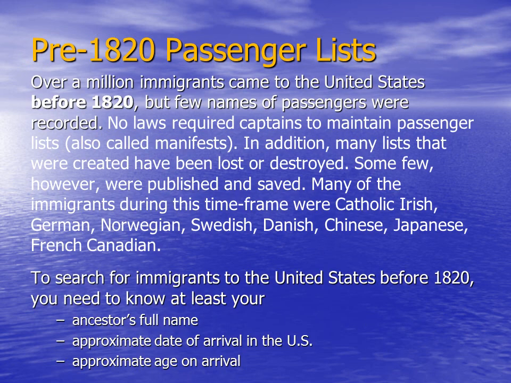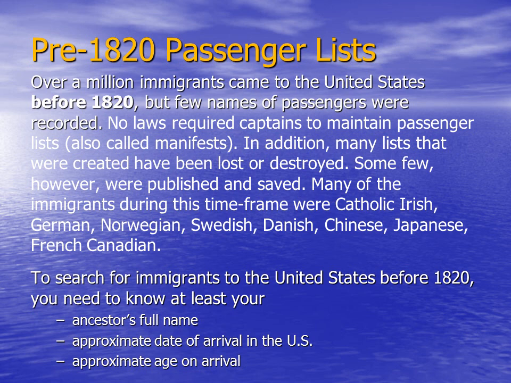Over 1 million immigrants came to the United States before 1820, but few names of passengers were recorded. There weren't any laws that required captains to maintain passenger lists, which were also sometimes called manifests. In addition, many lists that were created have been lost or destroyed, and a few have been published and saved. Many of the immigrants during this time frame were Catholic Irish, German, Norwegian, Swedish, Danish, Chinese, Japanese, and French Canadians. Other groups came at other times.